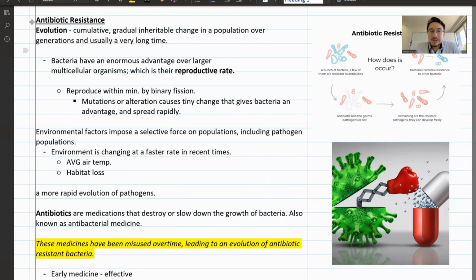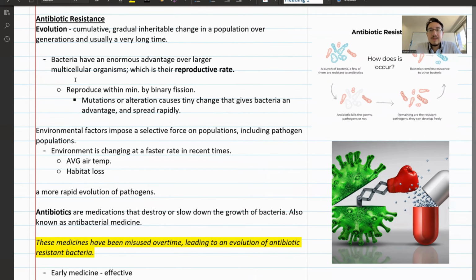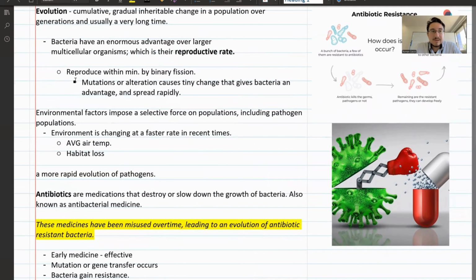Evolution is basically the gradual, cumulative change of inheritable traits in a population over many generations, usually over a long period of time, right? It's very useful for bacteria because they have a high reproductive rate, right? Bacteria reproduce by binary fission. Within half an hour to an hour, you can have millions of bacteria, right?